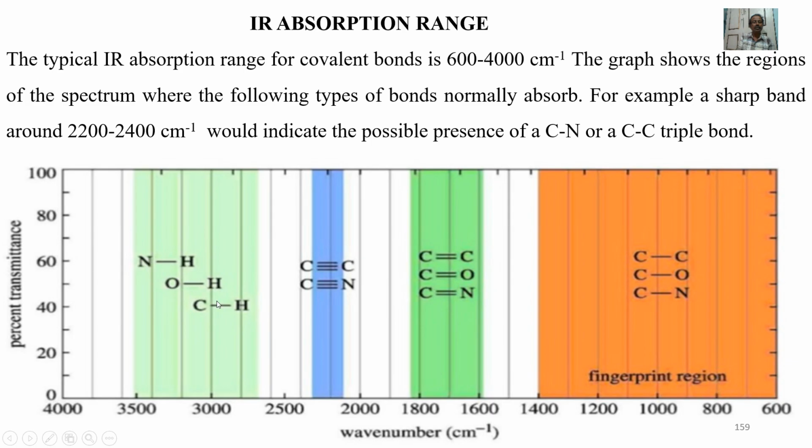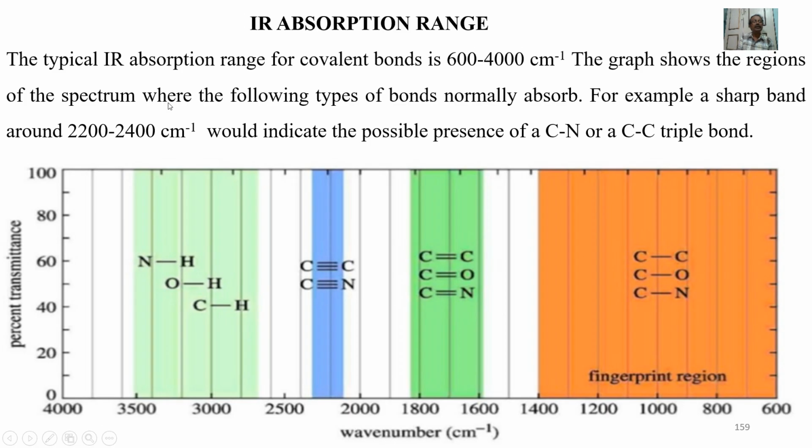So this is the highest wave number, and this region lies between 2500 and 2000, and double bonds, CC double bond, CO double bond, CN double bond, lie between 1800 and 1600 per centimeter, and the fingerprint region, which we don't know. So we need to have the knowledge of this region and this region and this region.